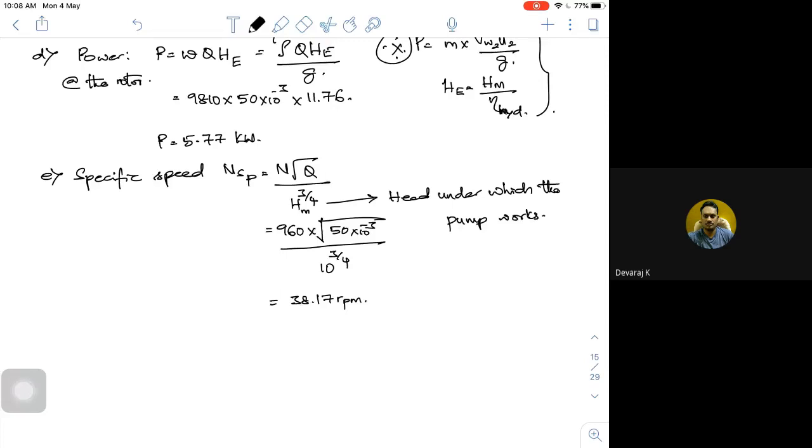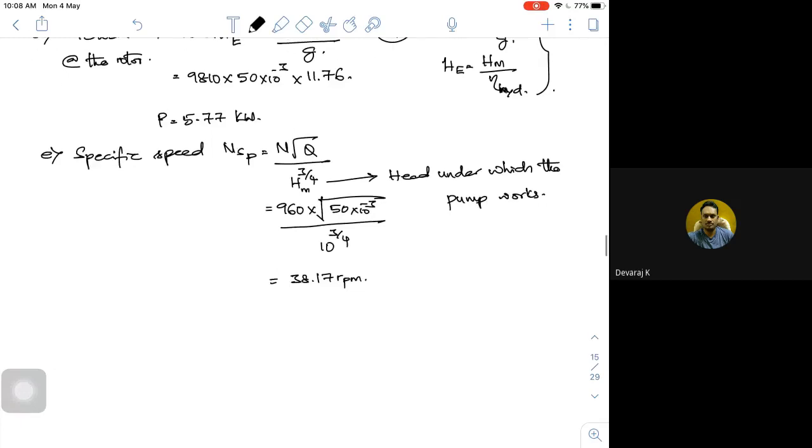So the power supplied to the fluid from the rotor is omega Q H. Sometimes they may say this is the power at the rotor. This is the power available at the rotor.